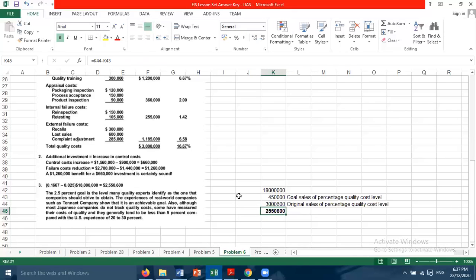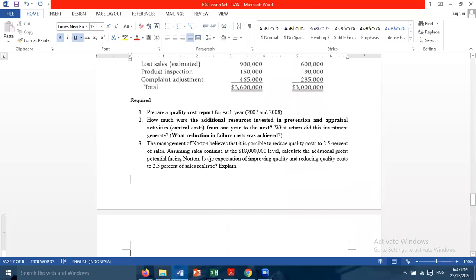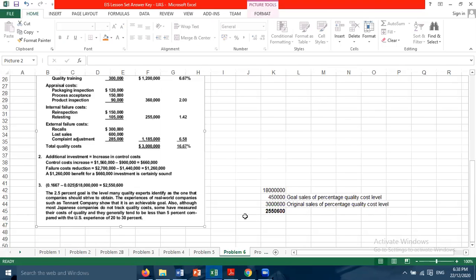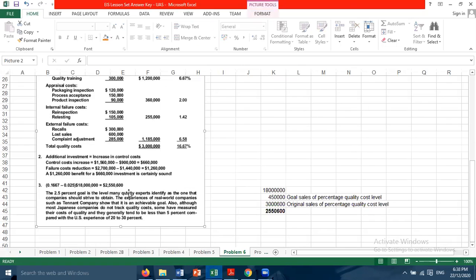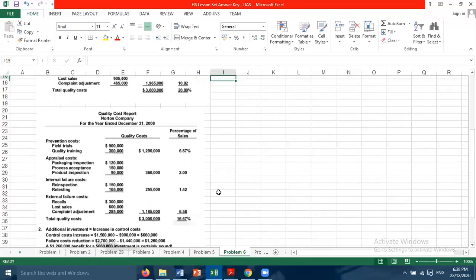2,550,600. Now, the next question is asking whether the expectation is realistic. Since this is theoretical, the answer is yes. As a rule of thumb, 2.5% of sales for quality cost is actually realistic, since it's usually obtained in the real world as well. So real world companies have obtained 2.5% as well. So the answer is just yes, it's realistic.